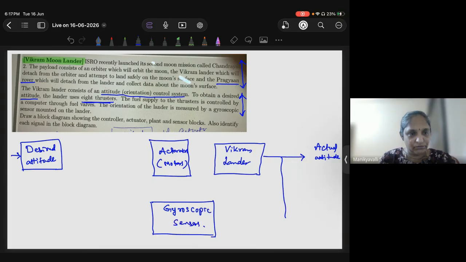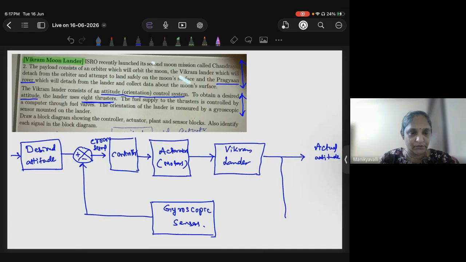These two things we give to the summing point, which produces the error signal. That error signal we give to the controller. Then the controller will actuate the motors accordingly. The motors will respond, and the lander will take that as input and change its course. So this is how we can put it into the block diagram. This is also a simple example.